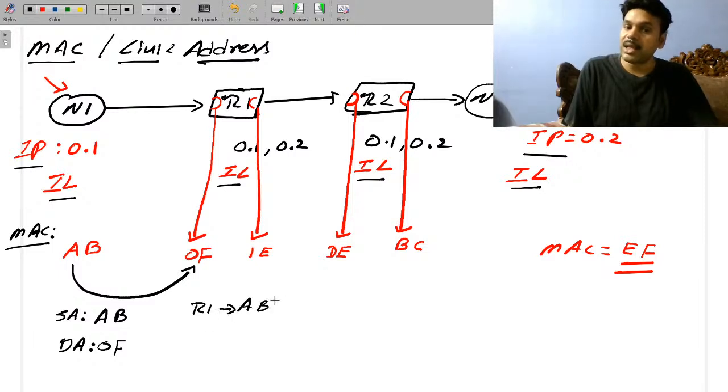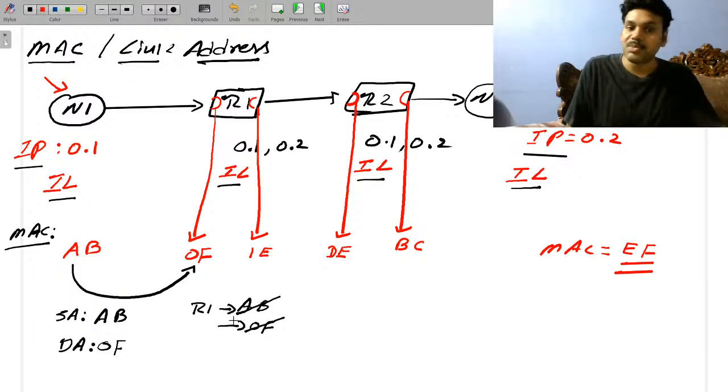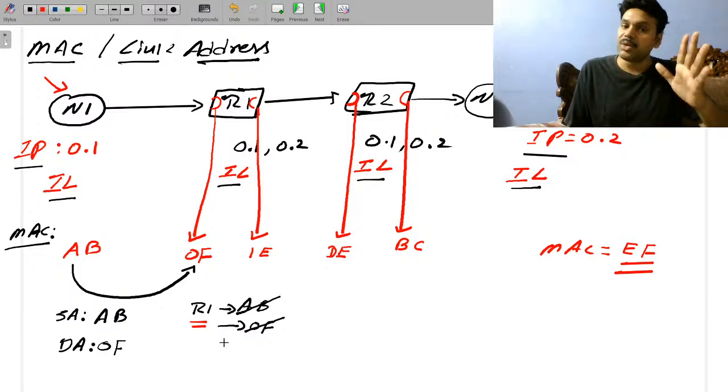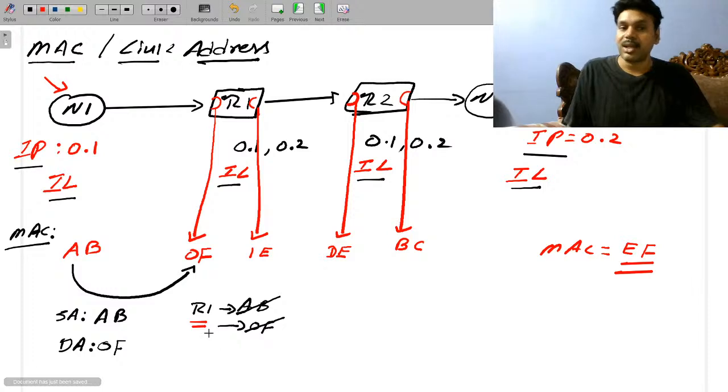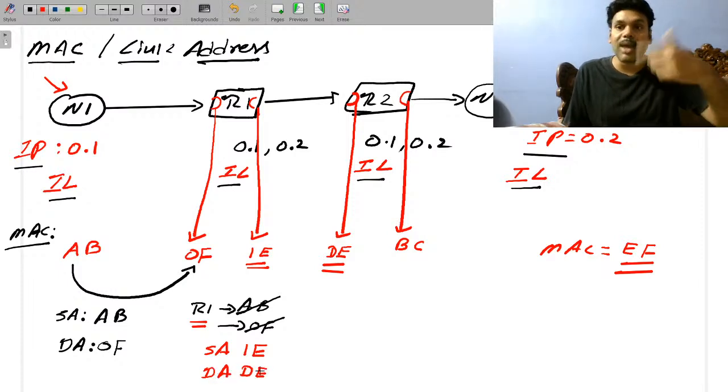Then after it goes to R1, what does R1 do? It eliminates AB as the source and 0F as the destination, and adds a new MAC source and new destination. Observe carefully, friends: R1 removes the frame and adds a new MAC as source and a new MAC as destination. It tells that I am your source now, so 1E is your source, and the next immediate destination is DE. See, this is how the MAC gets changed.